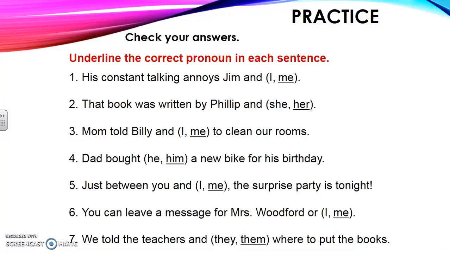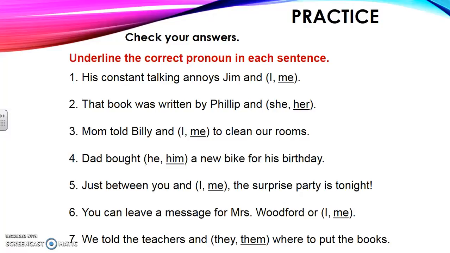Okay, it's time to check your answers. Number 1, his constant talking annoys Jim and me. Number 2, that book was written by Philip and her. Number 3, Mom told Billy and me to clean our rooms.